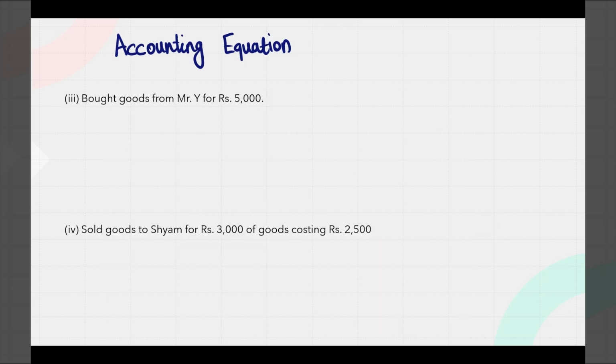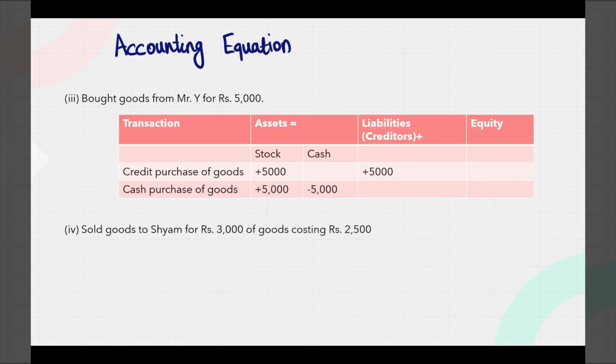Moving on to the third transaction, bought goods from Mr. Y for rupees 5,000. So what does it mean? Let us see, when it comes to credit purchase of goods, there is an increase in stock by 5,000 and there is an increase in the creditors, as we saw in the earlier example as well. Creditors balance also increases, that means liabilities increase by 5,000. If it is a cash purchase, what happens? There will be an increase in stock of 5,000, and because cash is being paid, minus 5,000, and the net impact on the asset side will be zero, so no impact on the other side of the equation.